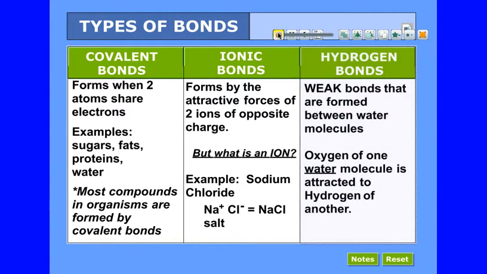And the third type of bond that we're going to see is called a hydrogen bond, and hydrogen bonds are very weak bonds, and they're usually formed between water molecules. So the oxygen of one water molecule would be attracted to the hydrogen of another water molecule, and we'll see that in a little bit more detail in just a few minutes.